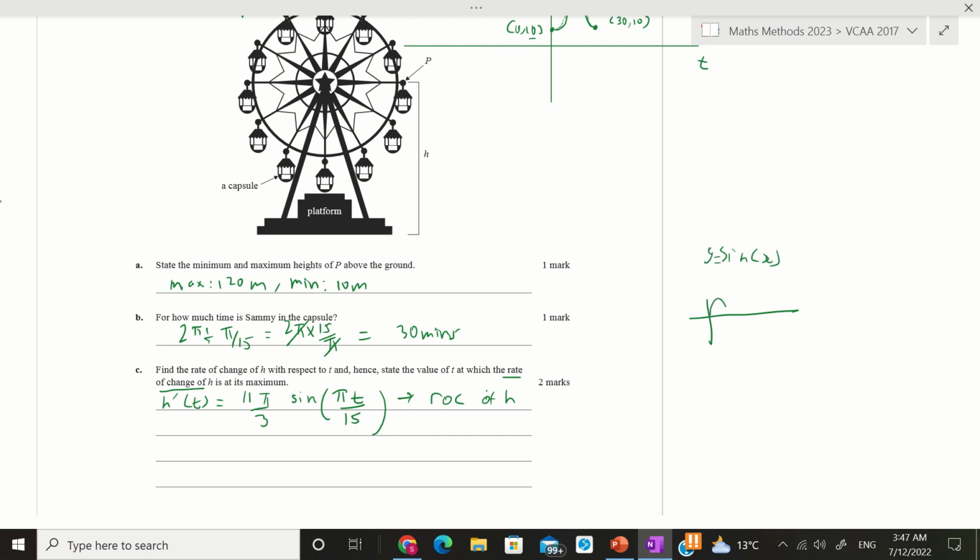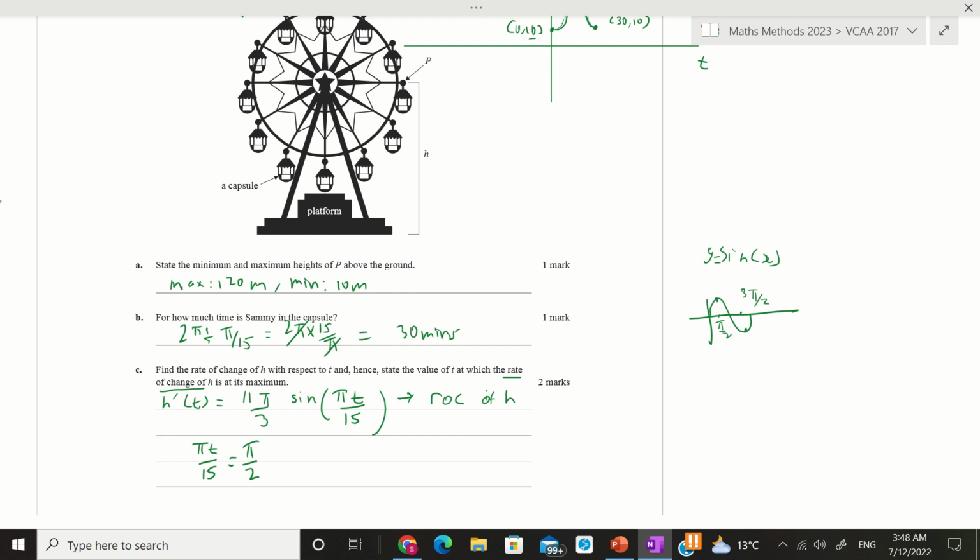In our basic sine graph, we reach our peaks and troughs at pi on 2 and 3 pi on 2. So when we reach pi on 2, that's when we have our maximum, right? Essentially, when this inside term here is pi on 2, sine will reach its maximum. So we don't actually need to find the second derivative and then solve for it to equal 0. All we really have to do is just solve for pi t on 15 to equal pi on 2.